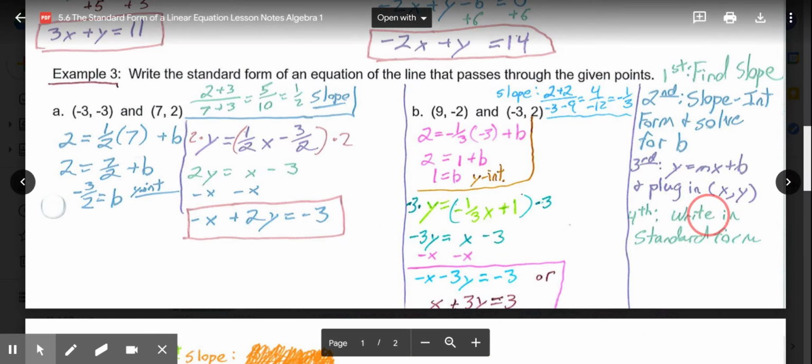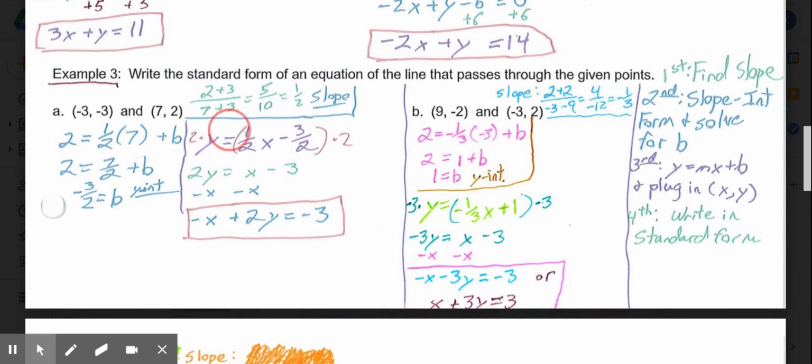The last thing to do is to write that into standard form. So I need to get rid of fractions by multiplying both sides by the denominator of 2. So that gives me on the left 2y equals 1/2 x times 2 is just x, minus 3/2 times 2 is just 3. So that would equal 2y equals x minus 3. Now I need to get x and y to the same side, so I'm going to subtract x. So I end up with -x plus 2y equals -3.